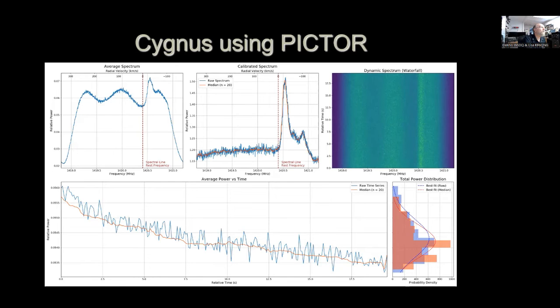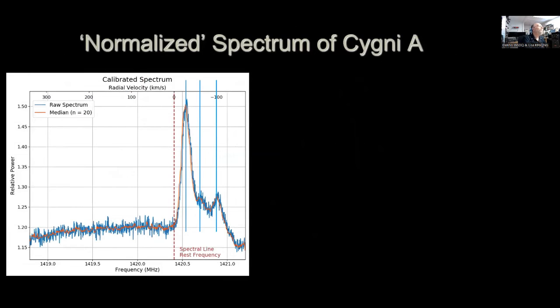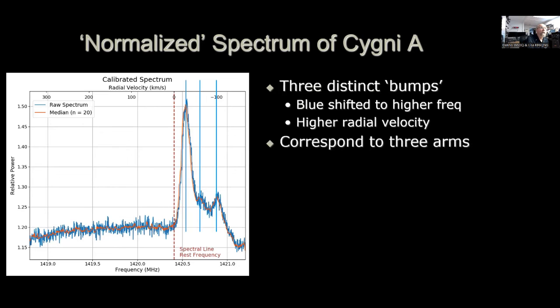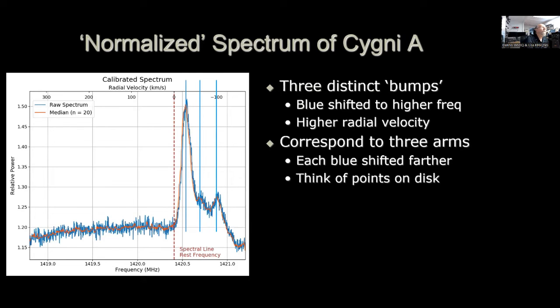Now, if I break down the charts, this is the one I really want to look at. I was talking about the 3 spiral arms. You can see them in this image. This is one that I recorded from Pictor. There are 3 distinct bumps here that are Doppler shifted. These are Doppler shifted hydrogen lines. So they're blue shifted to a higher frequency, which means it's a higher radial velocity, and it corresponds to 3 of the arms of the Milky Way galaxy. Each one is blue shifted a little bit farther, because the farther out it gets, the faster it's moving, which is nuts. But anyway, think of points on a disk.